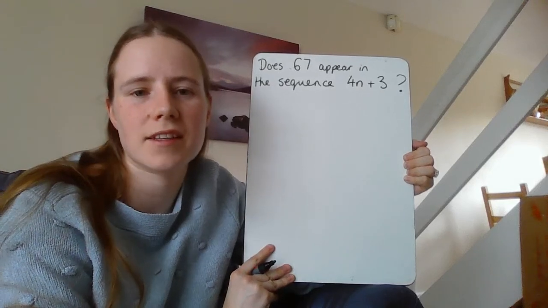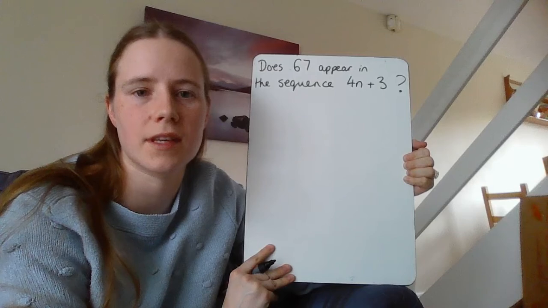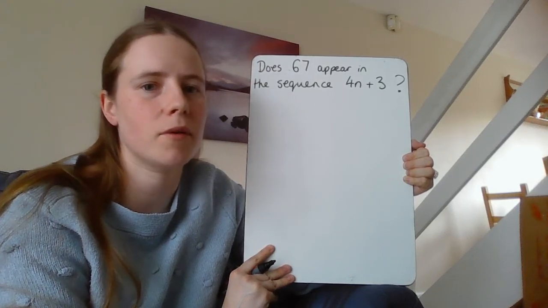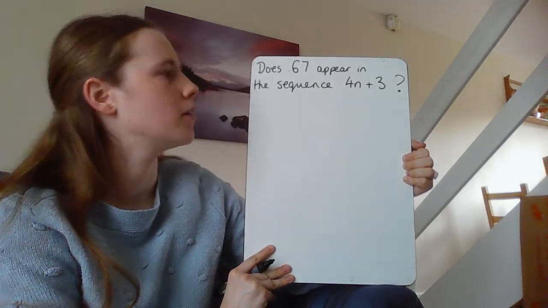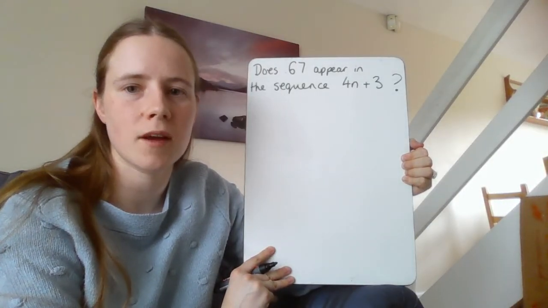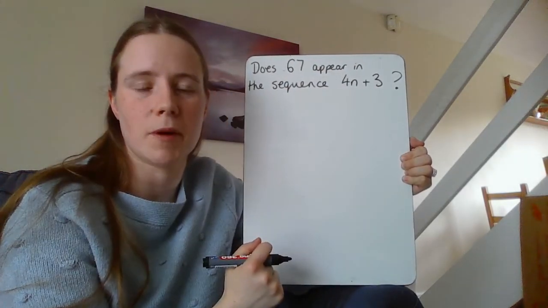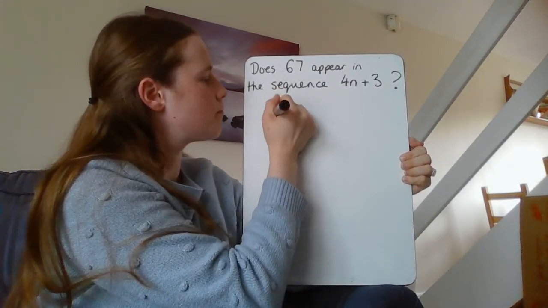Okay, now let's have a look at a slightly more difficult question on arithmetic sequences that uses the nth term. I'm going to work through the question. Does 67 appear in the sequence 4n plus 3? The first thing I'm going to do is make my formula equal to the number that's supposed to appear in the sequence.